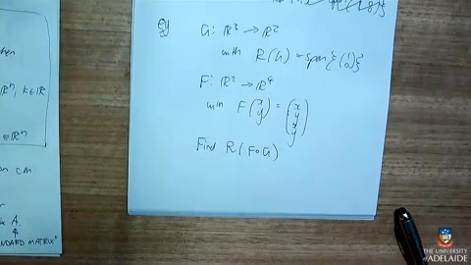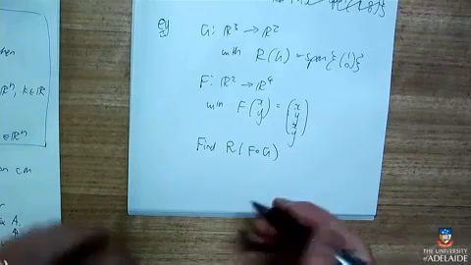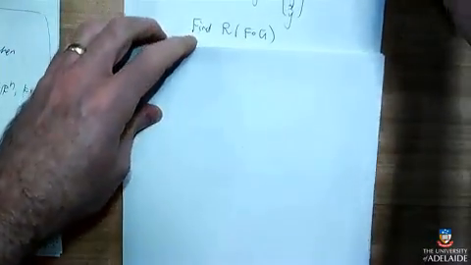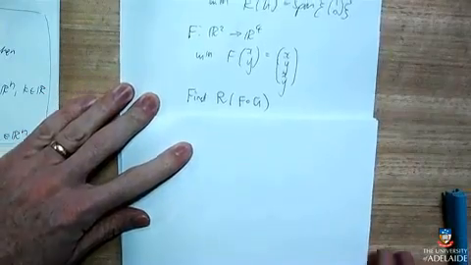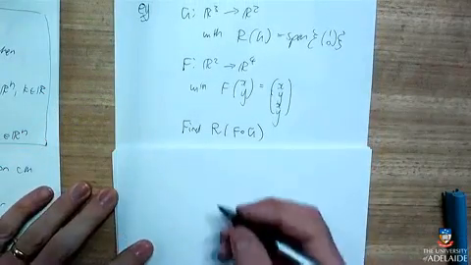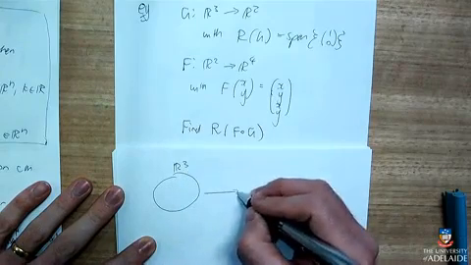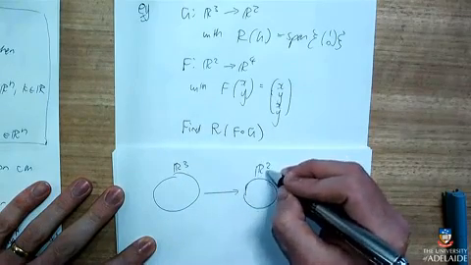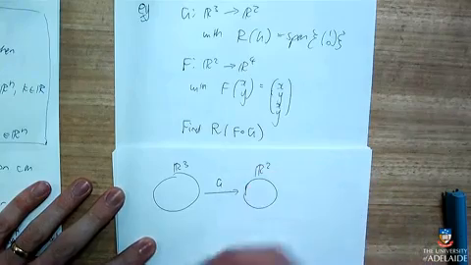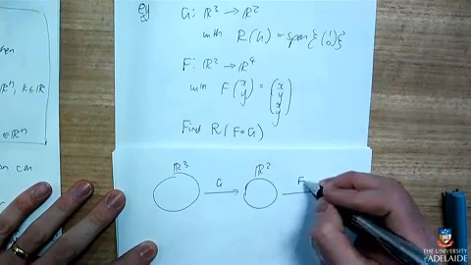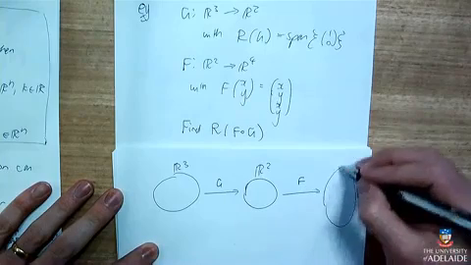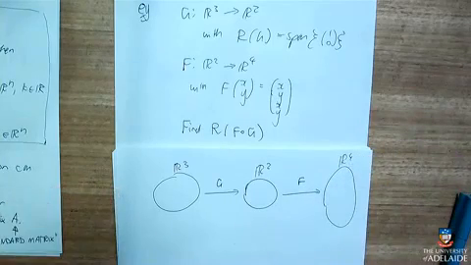Okay, this is fun. I like making up new kinds of questions. So I'm just going to draw a picture of what's happening here, and I'll do it on the next page. I'll try and keep that all on the page at the same time. Okay. So G sends R3 to R2. That's what G does. And F sends R2 to R4. Okay, that's what we have at the moment.